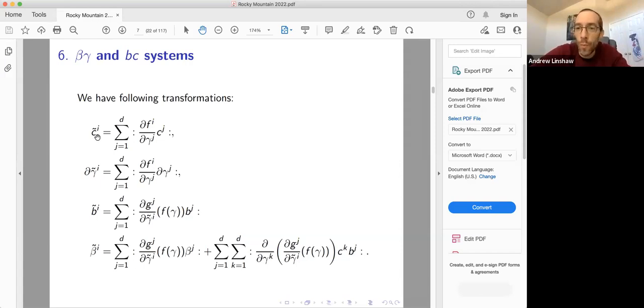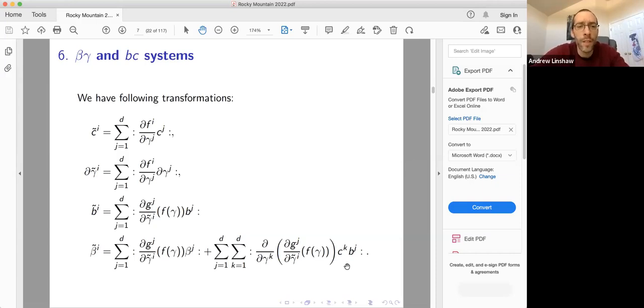And so c_i is a one form. This is the usual way that one forms transform. This just means the normal ordered product of this function times this field, and I don't even need normal ordered products because these commute. I'm just writing it that way. And also the derivative of gamma i transforms as a one form. b_i transforms as a vector field. This is the usual transformation rule for vector fields. And for beta i, there's a slight subtlety: this is the term which is the typical rule for transformations of vector fields, but then there's a correction that's necessary for this to give rise to a homomorphism of vertex algebras.